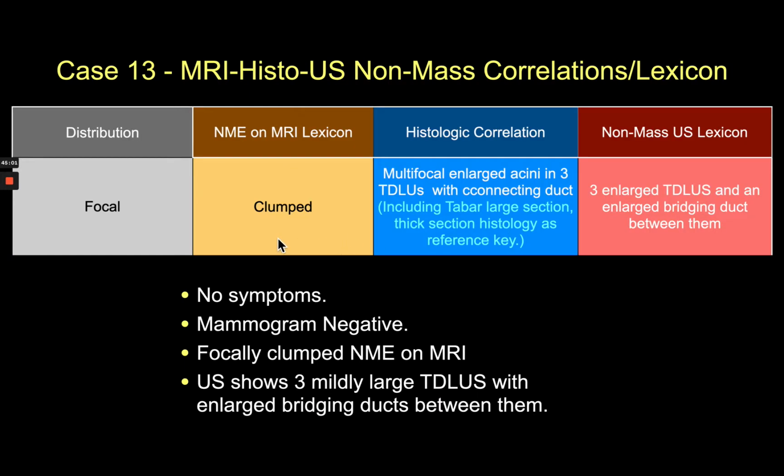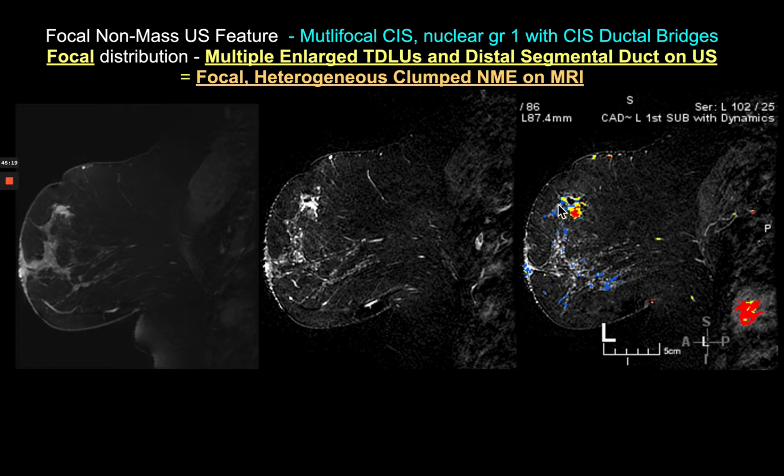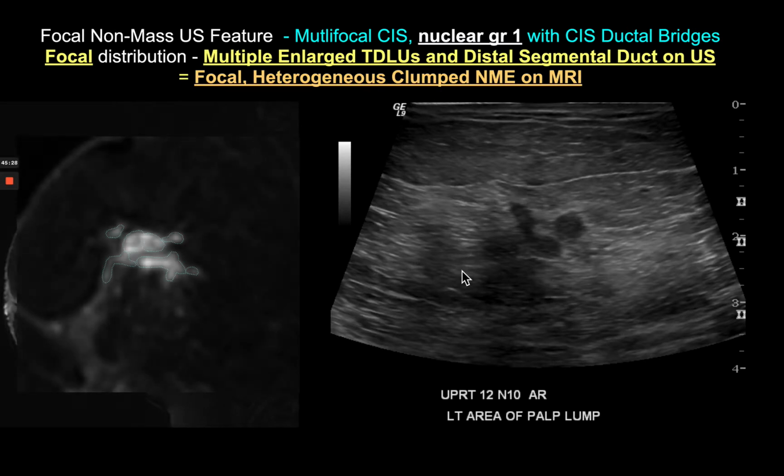Okay, now we're getting to a smaller, more subtle case. It's focal. It's clumped. What we're going to see is 3 enlarged TDLUs and the end of a duct. So it's probably a combination of AAB and a little DCIS component bridging 3 different TDLUs. So here's the area of clumped enhancement on MRI. It's got a fair amount of rapid washout, some plateau. We can see 3 TDLUs on the end of a distal duct on ultrasound.